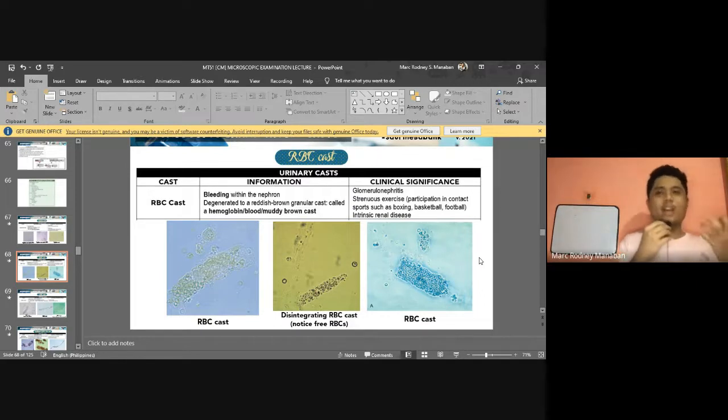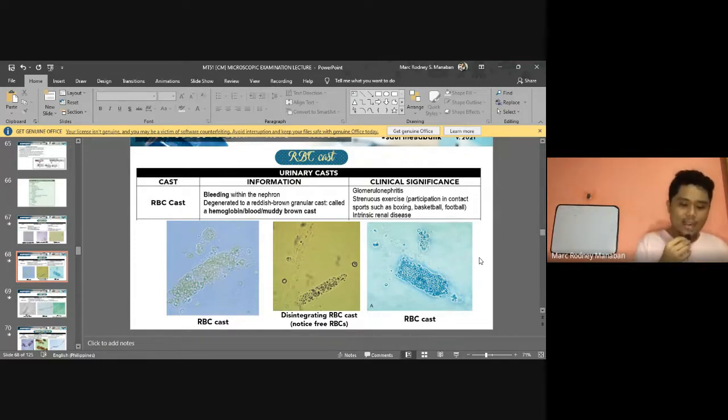Understandable, very reasonable. The cast is produced by your tubules, and if many RBCs are seen, it could only mean there is bleeding inside your nephron. Okay? And generally, it is caused by glomerular bleeding, most of the time. I'm not saying that it's the only cause because your nephron has other tubules, so it's possible the bleeding occurs elsewhere. But generally, the majority is caused by glomerular damage.